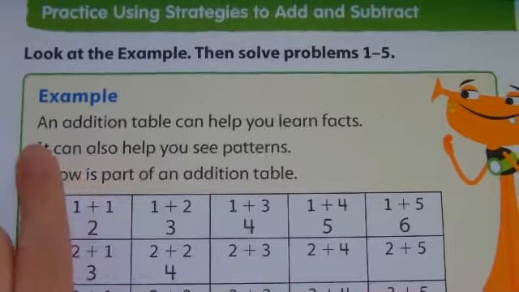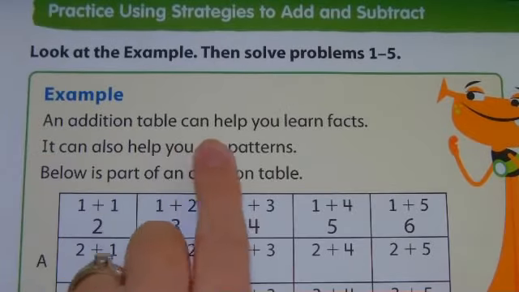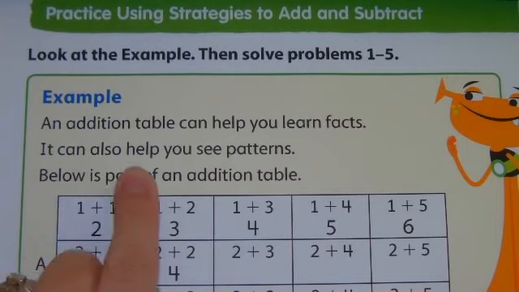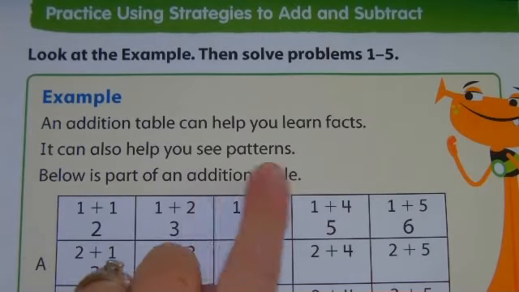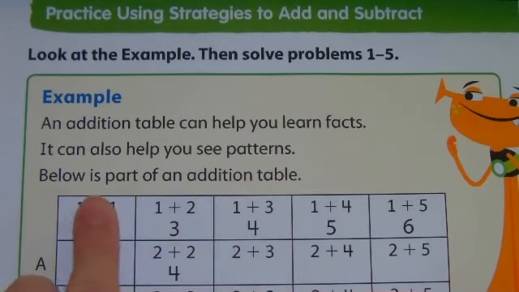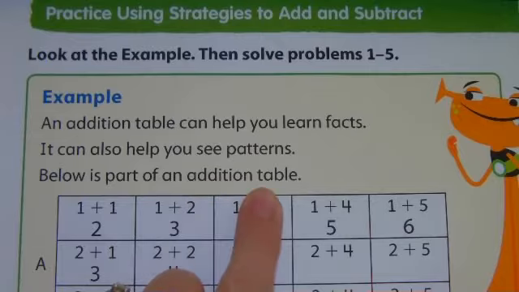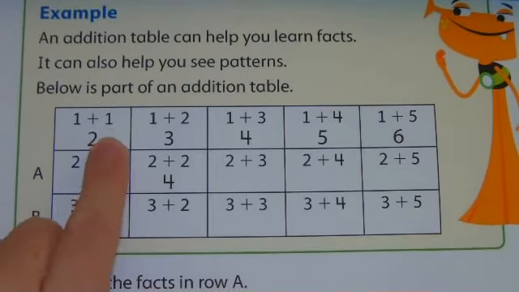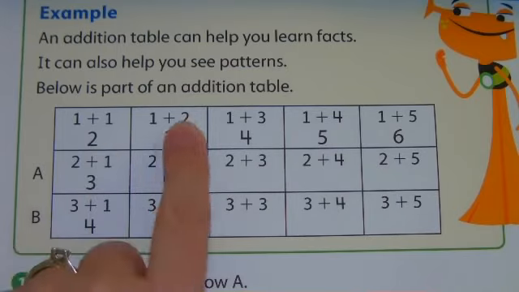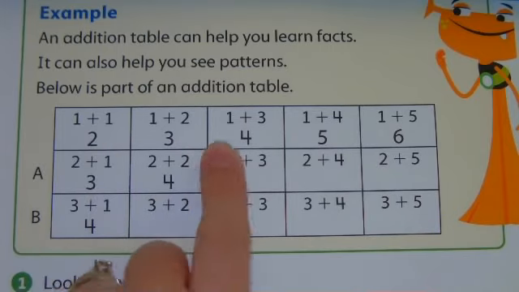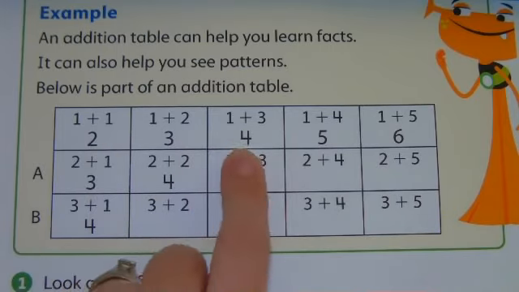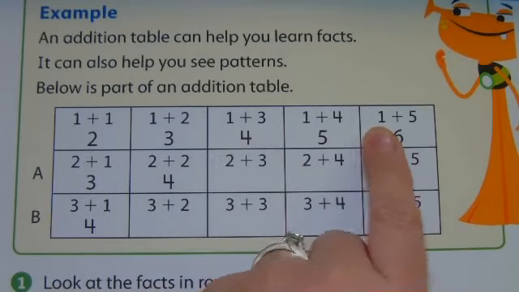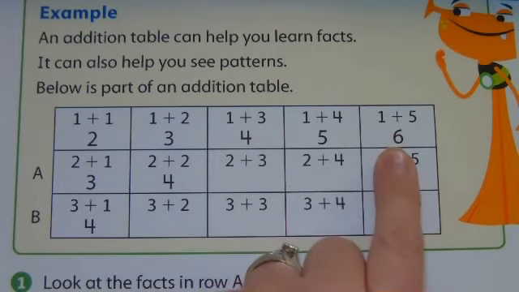Example: an addition table can help you learn facts. It can also help you see patterns. Below is part of an addition table. Here we have 1 plus 1 equals 2. 1 plus 2 equals 3. 1 plus 3 equals 4. 1 plus 4 equals 5. 1 plus 5 equals 6.